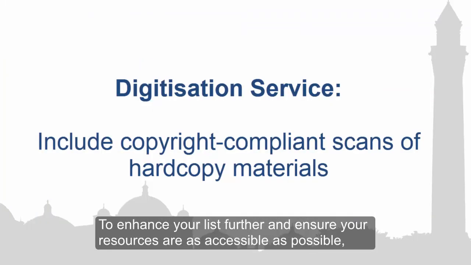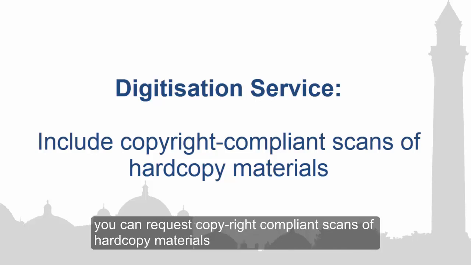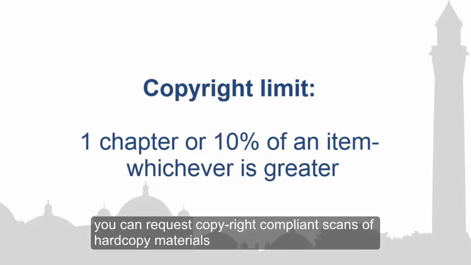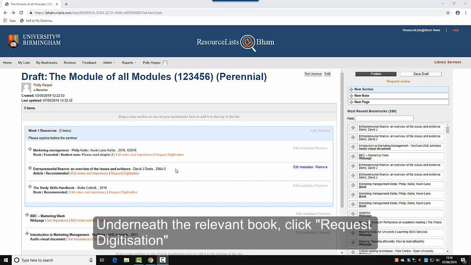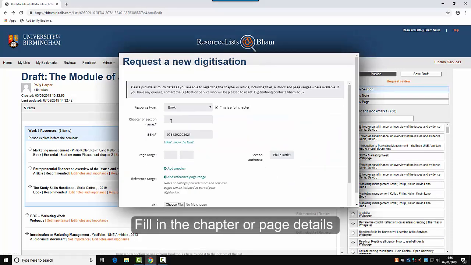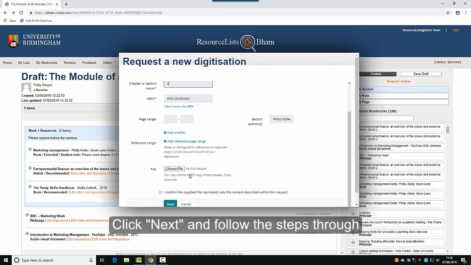To enhance your list further and ensure your resources are as accessible as possible, you can request copyright compliant scans of a particular chapter or section of a hard copy book via the Request Digitisation feature. Please note, copyright restricts this to one chapter or 10%, whichever is greater. Underneath the relevant book, click Request Digitisation. Then you can fill in the chapter or page details. Click Next and follow the steps through.